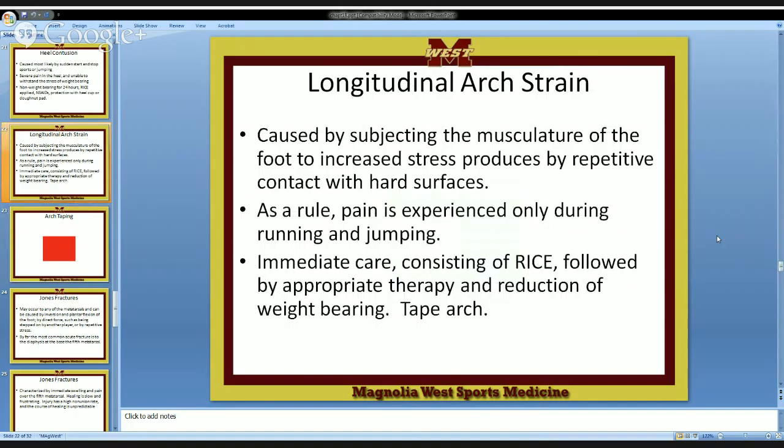Longitudinal arch strain. We talked about your longitudinal arch, medial and lateral. Very good. Now, when you step down off of a table, or off the taping table, two things happen to your foot. What are they? It gets wider, and it gets longer.